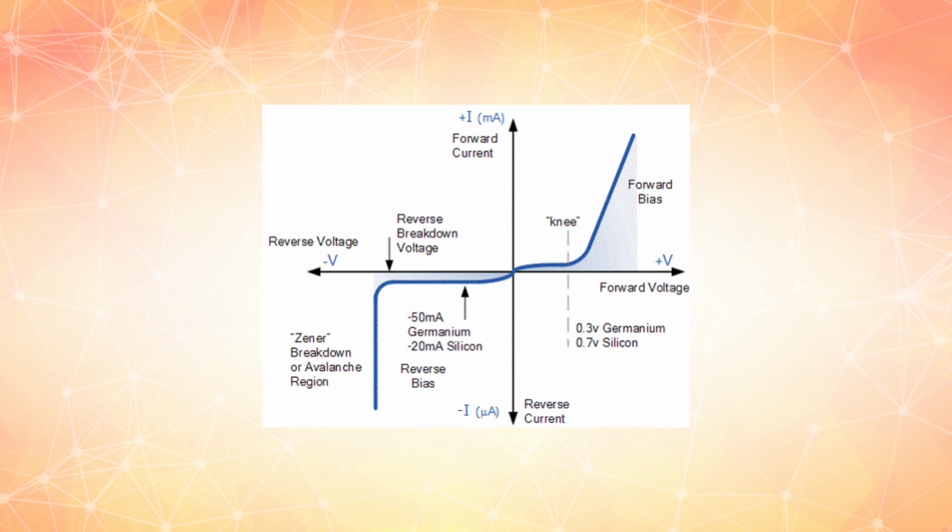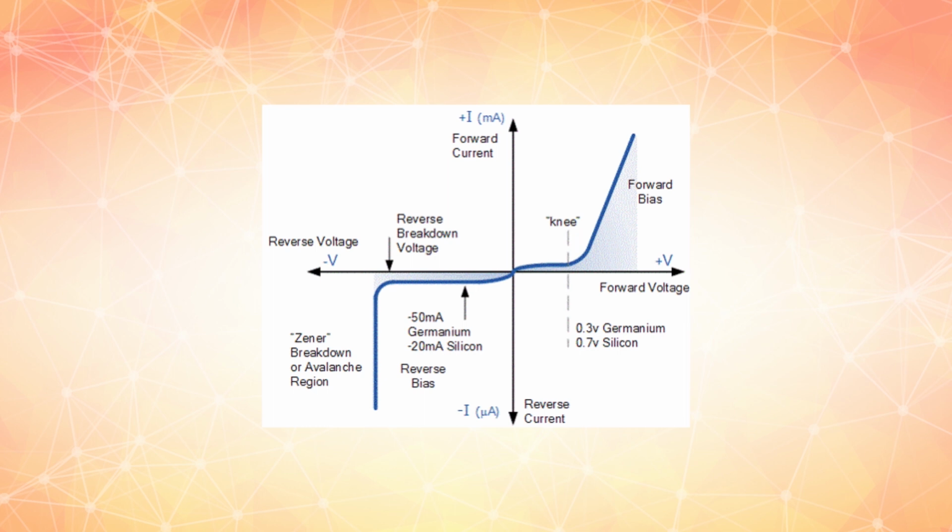Here one point is shown which is called the knee, or the knee voltage. Knee voltage is nothing but the minimum voltage which should be overcome to allow the current to flow from anode to cathode.